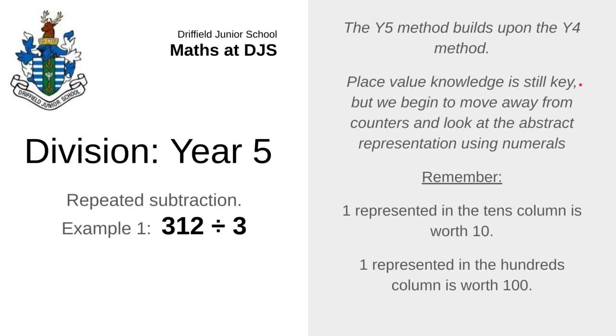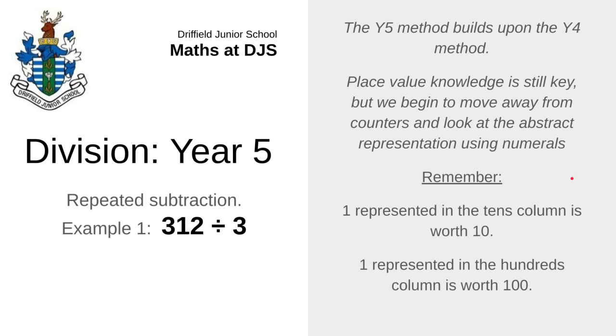This is the Driffield Junior School method for division in Year 5. It's the repeated subtraction method, so it's building on from Year 4. We've taken away the counters and base 10 of Year 3, and we're using a more abstract representation, with numerals representing the numbers and the amounts.